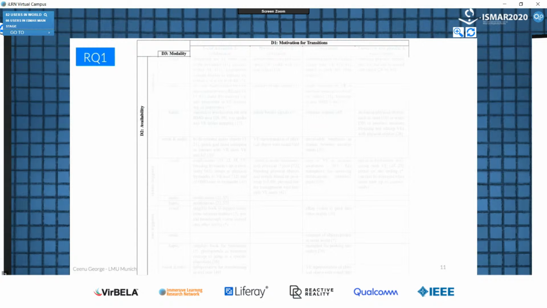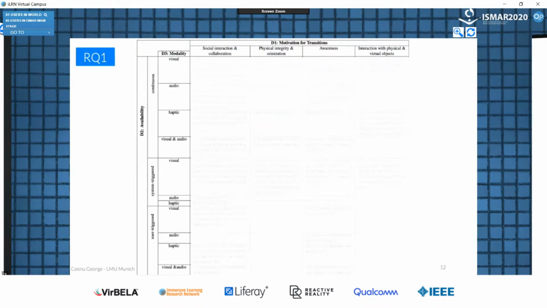Our design space consists of 3 dimensions. On the top, we have the motivation for transitioning. On the left, in D2, we have availability. In D3, we have modality. Motivations can be for social interaction, for physical integrity, so there is no harm happening to your body, or for just being aware of doing interactions on physical and virtual objects. For availability, we split up into user-triggered, system-triggered, and continuous. And then there are different modalities that we can use to actually transition.